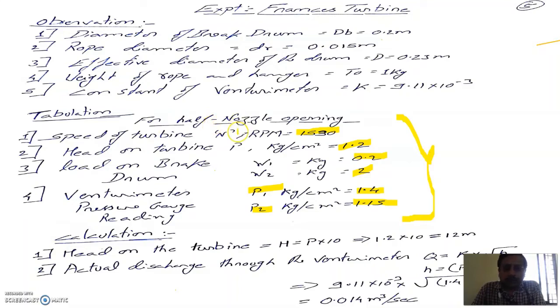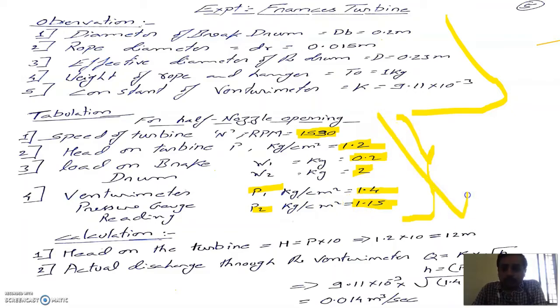After conducting the lab experiment, as we have seen in the previous video, I got a few readings. These are the observation table that we have already discussed earlier, and these are the readings which I got. I got an RPM of 1530. The head of the turbine P I got as 1.2, W1 is around 0.2, W2 is around 2 kg, and P1 with the venturimeter reading I got 1.4 and P2 as 1.15.